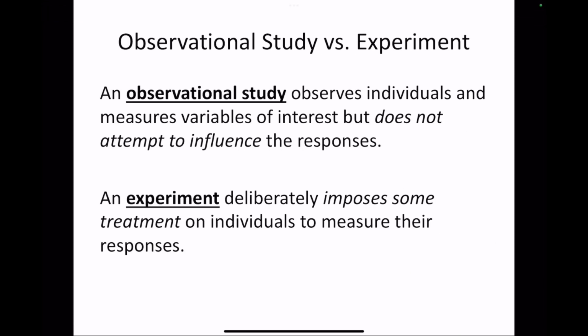So first of all, an observational study is where we just simply look at what's going on. We don't try to influence or impose any kind of treatment. We're simply there as recorders of fact. But an experiment, on the other hand, is going to deliberately impose some kind of treatment. We're going to tell some people to do something and some people not to do something.